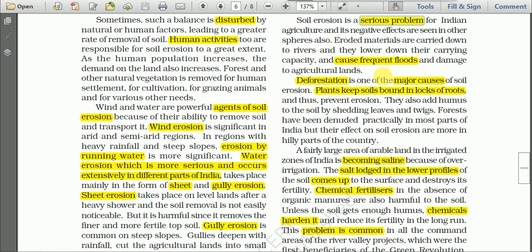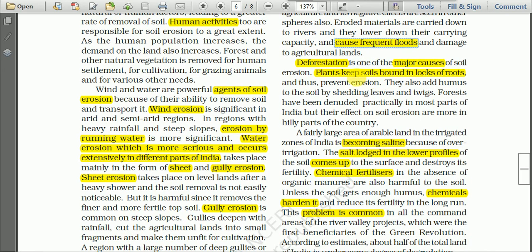Eroded materials are carried down to rivers and they lower their carrying capacity and cause floods and damage the agricultural land. Okay, and deforestation is one of the major causes of soil erosion.